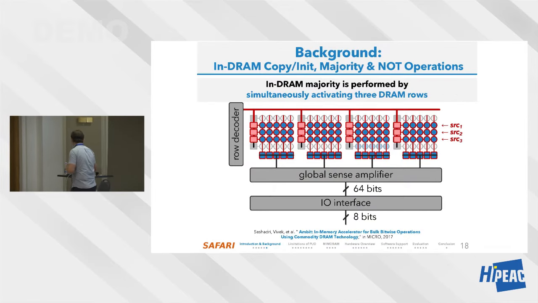Okay, so what's the problem? This is a little bit more detail on DRAM right now. We were looking at a subarray. This is a subarray. I divide it into smaller mats over here. So if you do in-DRAM majority, copy, initialization or NOT operations, essentially you're activating multiple rows, either consecutively or concurrently. So this is a majority operation. You activate 3 rows, and everything in all of those rows gets activated. So we're going to target that problem first.